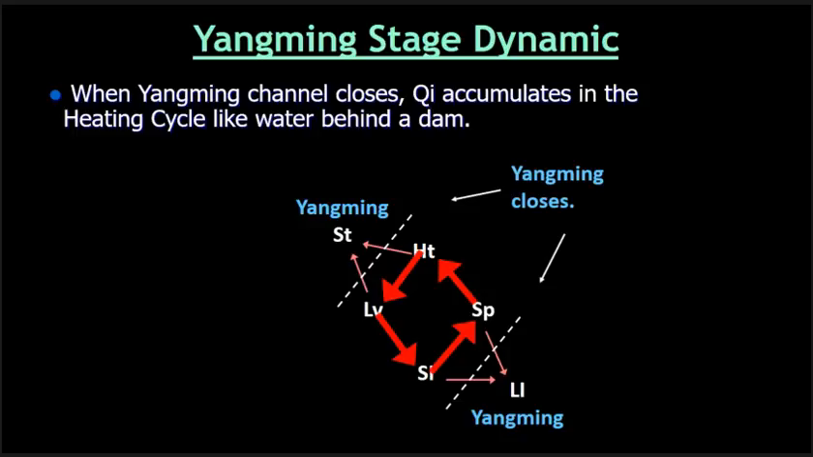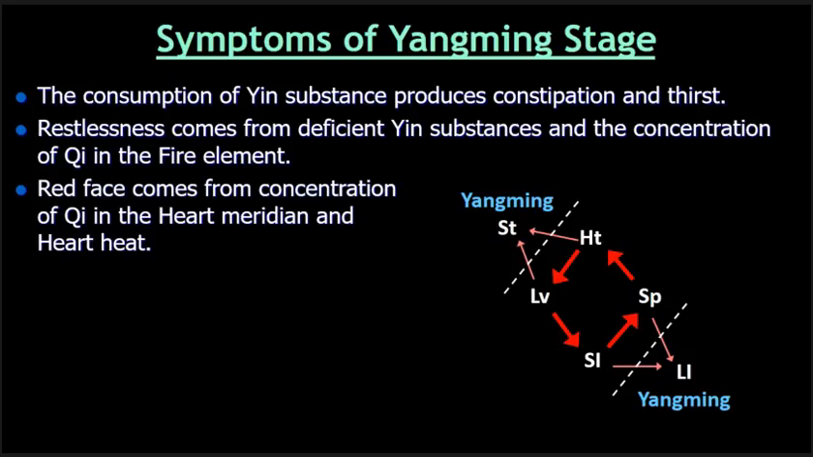It's because the Yangming division closes. That's why it's called the Yangming stage, because the Yangming is closing and producing meridian dynamics, and the meridian dynamics that result from that is the qi accumulation inside the heating cycle. Okay, let's look a little bit more at this. The symptoms of the Yangming stage.